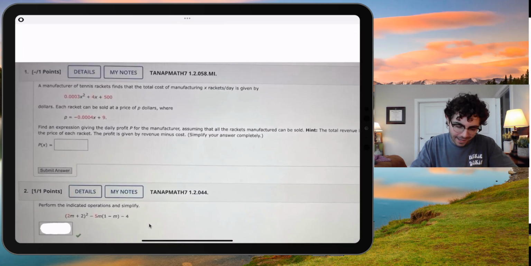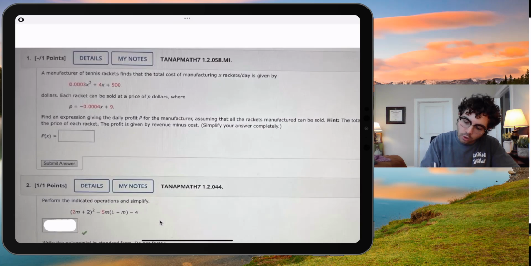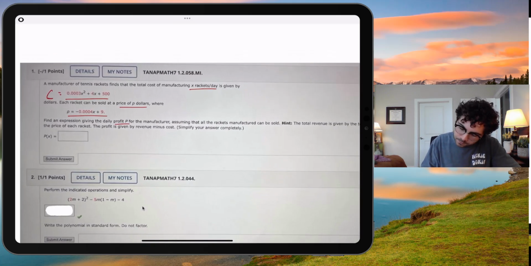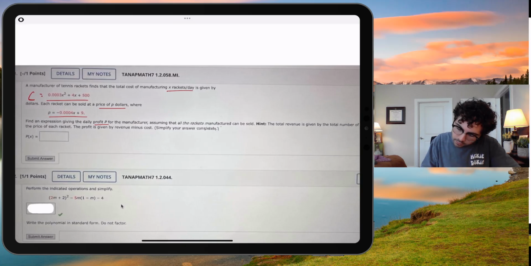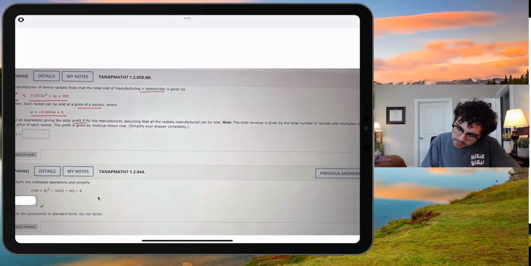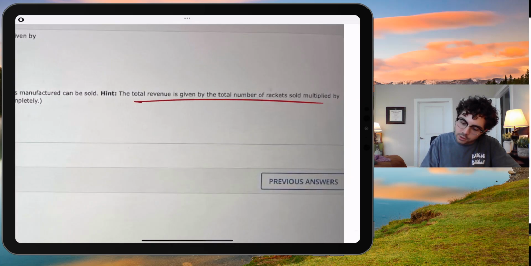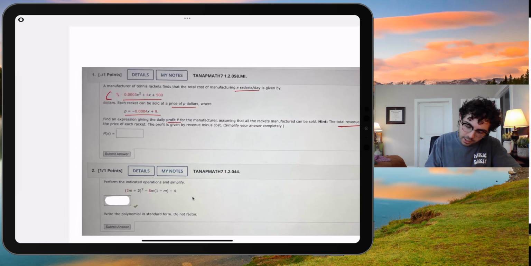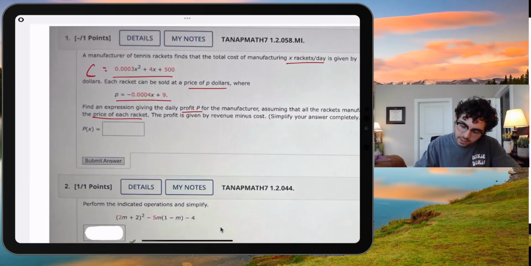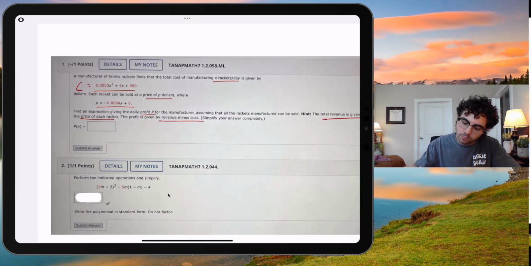They say a manufacturer of tennis rackets finds the total cost of manufacturing x rackets a day is given by this. So again, this is the cost. Each racket can be sold at a price of p dollars, so this is the price. They say find an expression representing the profit, assuming that all the rackets manufactured can be sold. Hint: the total revenue is given by the total number of rackets multiplied by the price of each racket, and then the profit is revenue minus cost.